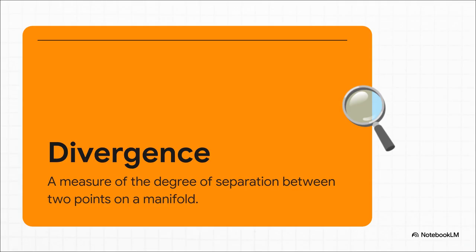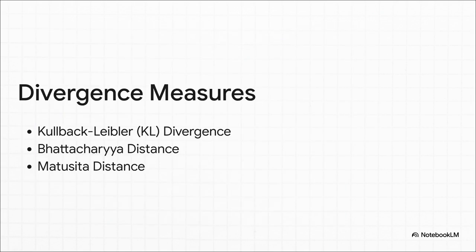And here's the wild part. It's not symmetrical. The distance from idea A to idea B often isn't the same as from B back to A. It's a really cool concept pioneered by brilliant minds like Shunichi Amari. And just like a real explorer has a whole bag of tools, there are different kinds of divergence measures. You've got the famous KL divergence, the Bhattacharyya distance, the Matsushita distance. You pick the right tool for the specific terrain you're charting.